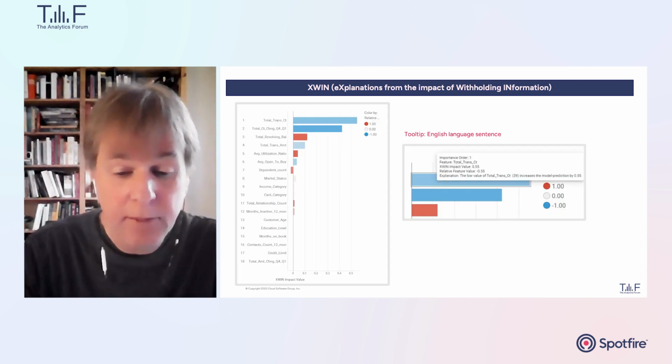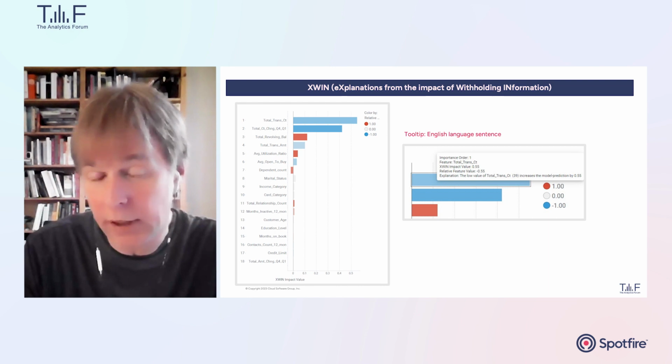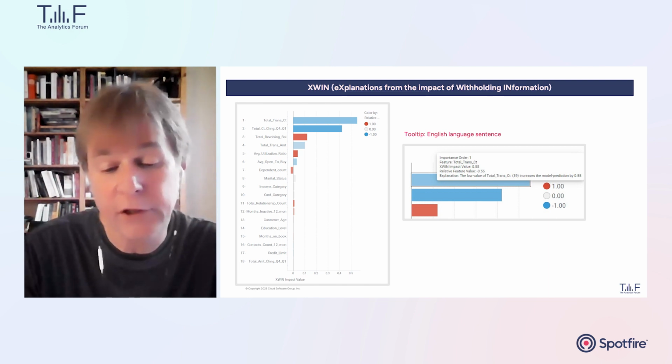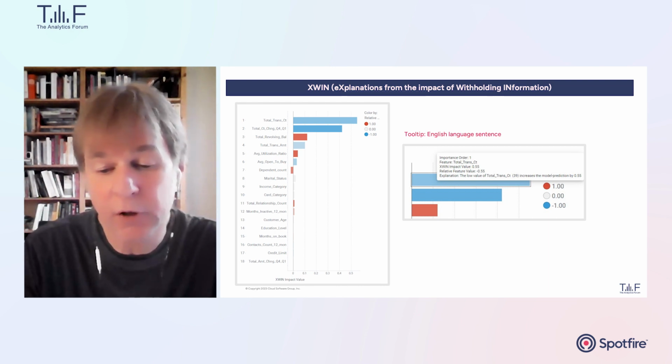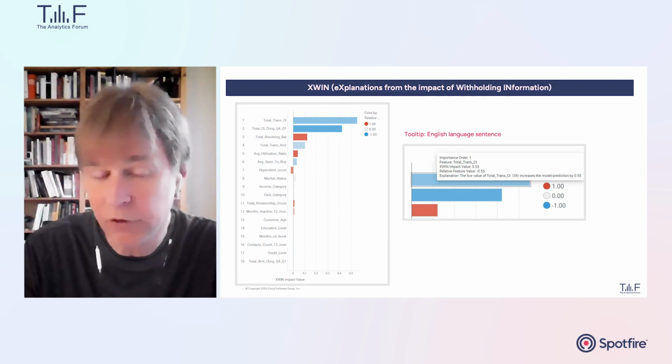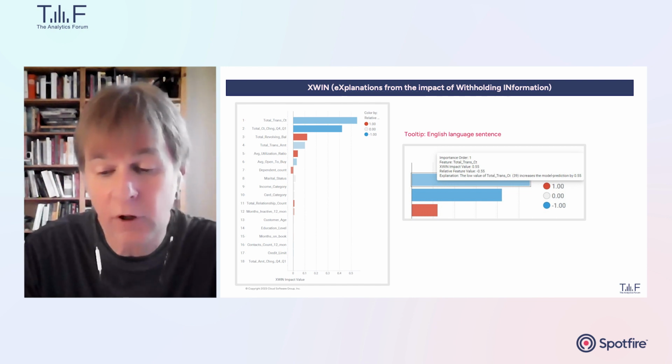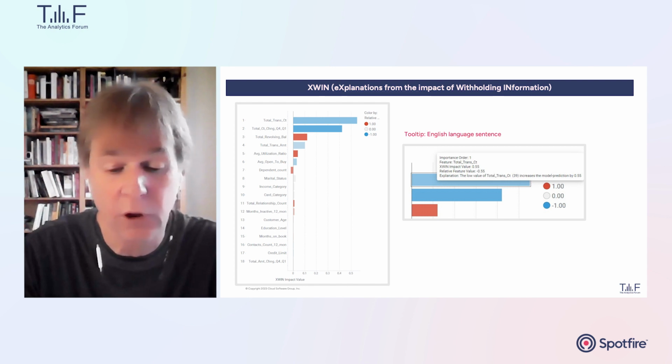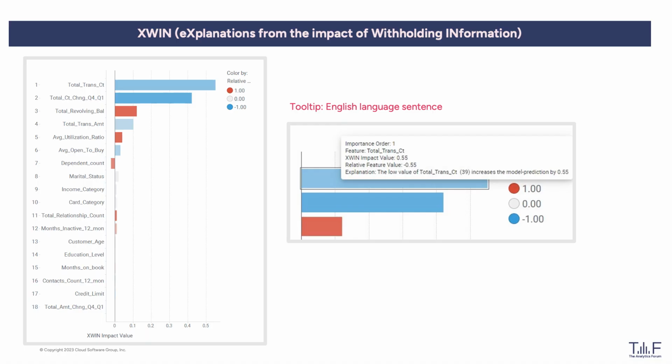This calculated impact table can be visualized by a bar plot, like here in Spotfire. We have one bar per feature. The length and direction of the bars are the XWin impact values, which can be positive or negative, and the color of the bars indicate the relative feature value. The tooltip can be configured to show the English language sentence for each feature. You see again that the low value of total transaction count, it is blue, has a large effect. The bar is long. It increases the probability of churn. The bar points to the right for this particular customer.